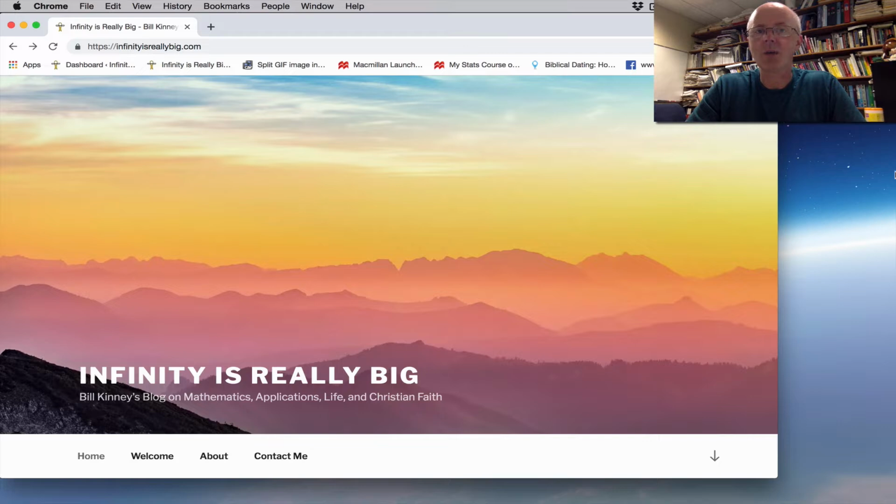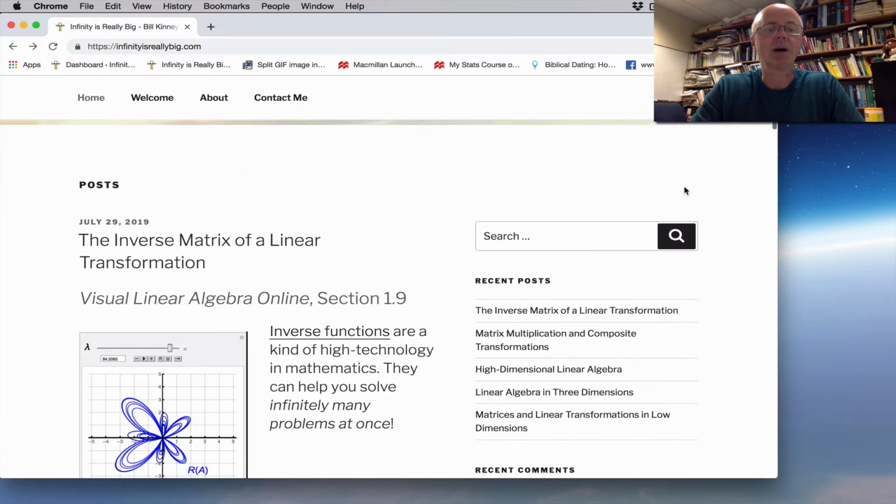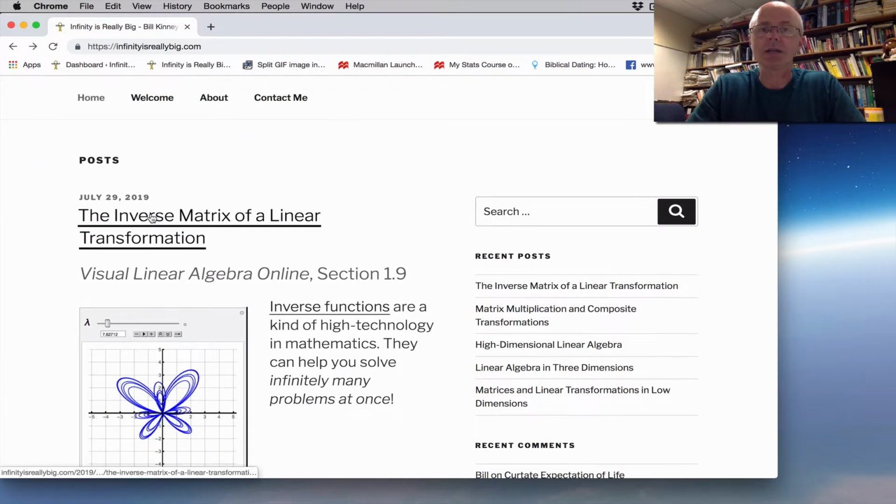A few days ago, I posted the next section of my online textbook, Visual Linear Algebra Online, at my blog, Infinity is Really Big. Section 1.9 is about the inverse matrix of a linear transformation. There is one main visual in this particular section at the very end of the section.